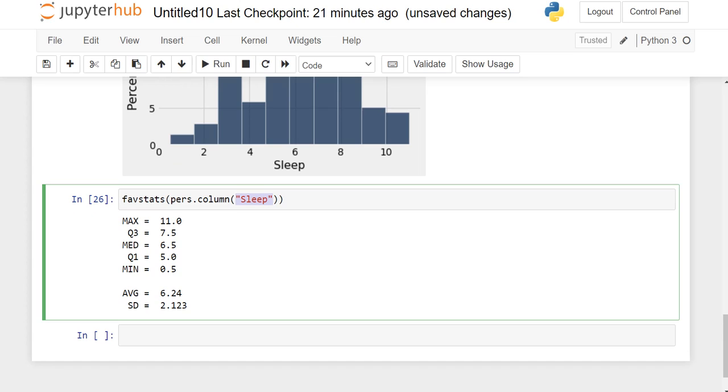And what do I get? Well, I get the maximum. What's Q3? Q3 is the 75th percentile. And the median, if you think about it, is the 50th percentile. And Q1 is the 25th percentile, right? So 1/4 is 25th percentile, 3/4 is 75th percentile, and we have the minimum. So what the top 5 numbers of the favstats does is it gives us what's called the 5-number summary.